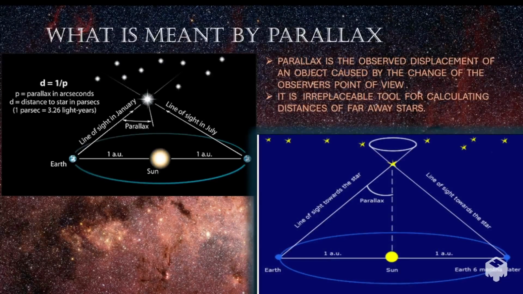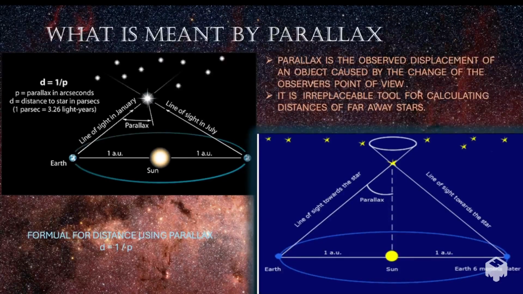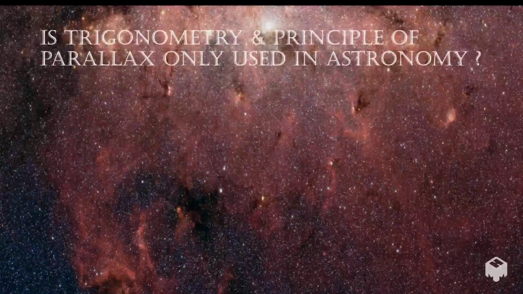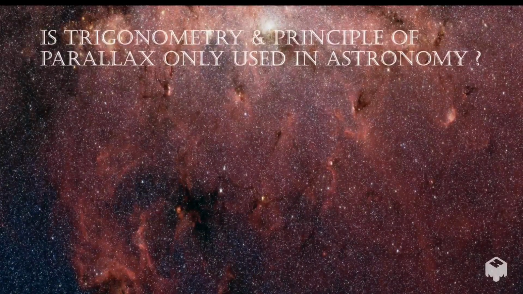Formula for distance using parallax. d is equal to 1 by p, where d is the distance to the star and p is the parallax angle. Are trigonometry and the principle of parallax only used in astronomy? The answer is no. They are widely used in various fields. Here are a few applications of trigonometry and parallax.